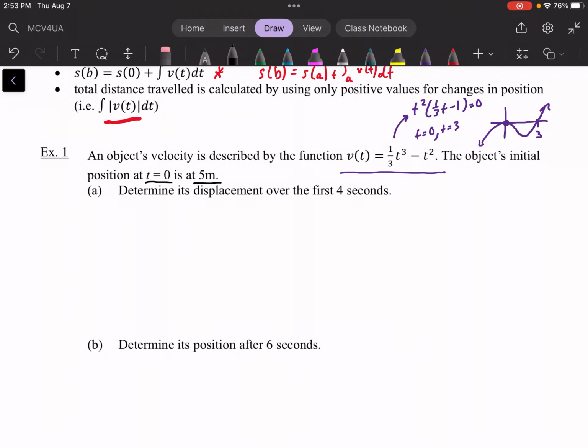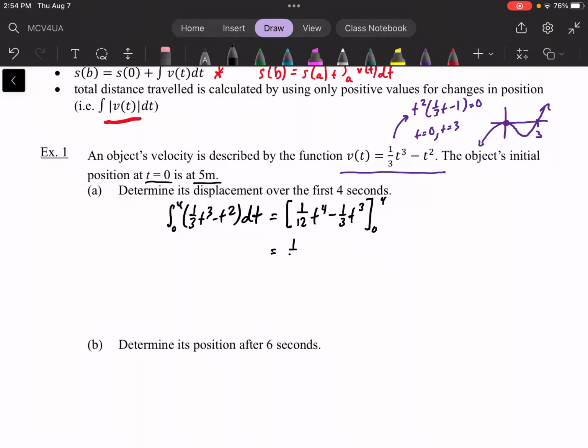Okay, so determine its displacement over the first 4 seconds. In other words, we're looking for the integral from 0 to 4 of 1/3 t cubed minus t squared dt. Again, you can use your graphing calculator to calculate this, or you can do it manually. I'm going to try this one manually. My antiderivative would be 1/12 t to the 4 minus 1/3 t cubed, going from 0 to 4.